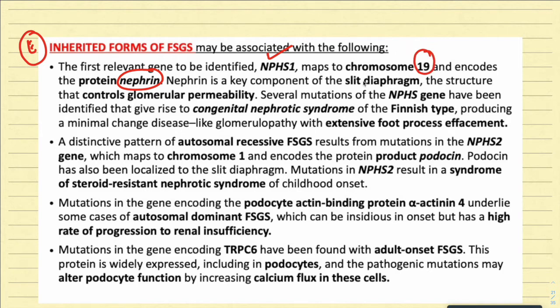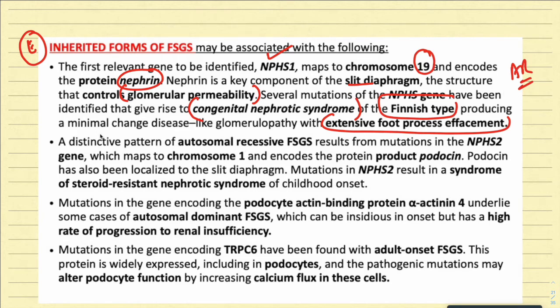Now nephrin, if you remember the diagram, is a key component of the slit diaphragm, and it controls glomerular permeability. Several mutations of the NPHS1 gene have been identified that give rise to congenital nephrotic syndrome of Finnish type, F-I-N-N-I-S-H, producing a glomerulopathy like the MCD type with extensive effacement of the foot processes. This is asked as an MCQ. This is also autosomal recessive in nature.